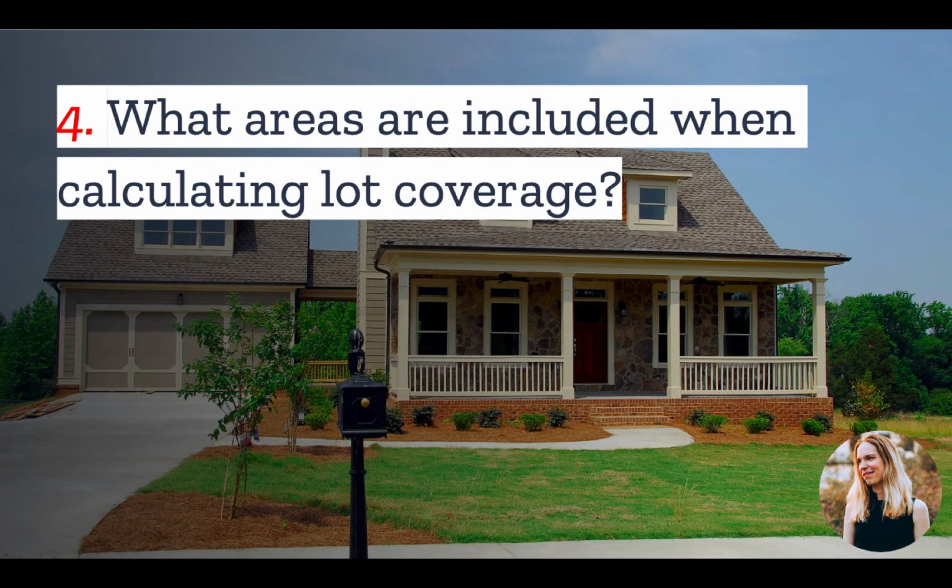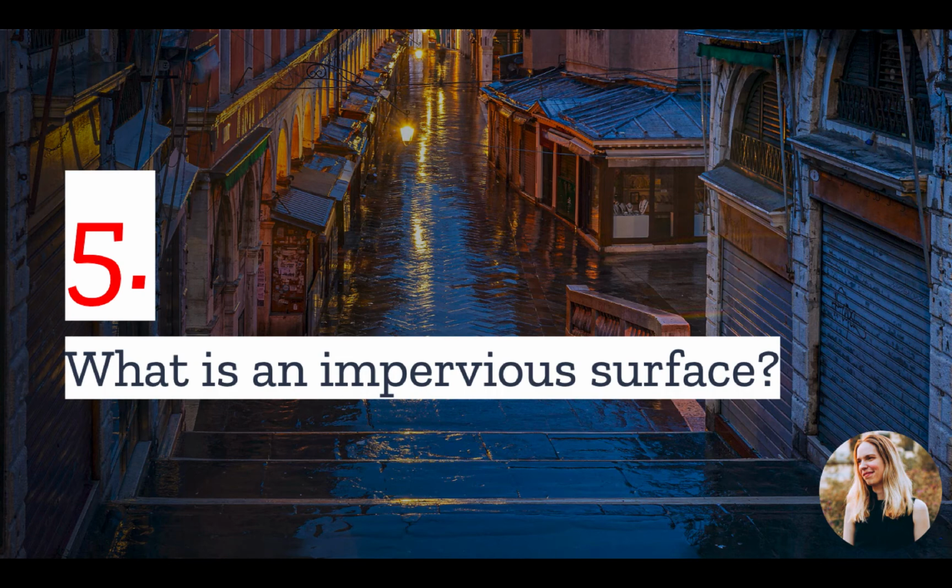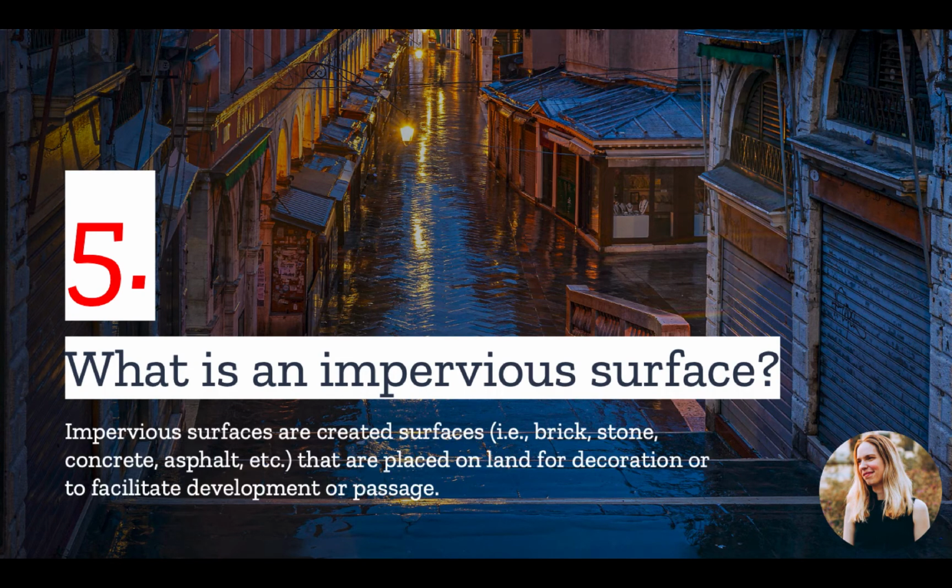Number 4. What areas are included when calculating lot coverage? Every jurisdiction has a different definition of lot coverage, but at a minimum, you should include the footprint of all buildings and accessory structures. And in some jurisdictions, you may need to include the area of all impervious surfaces. Number 5. What do we mean when we say impervious surfaces? An impervious surface is a man-made surface, such as brick, stone, concrete, or asphalt. So driveways, sidewalks, parking, and patios all are impervious surfaces.